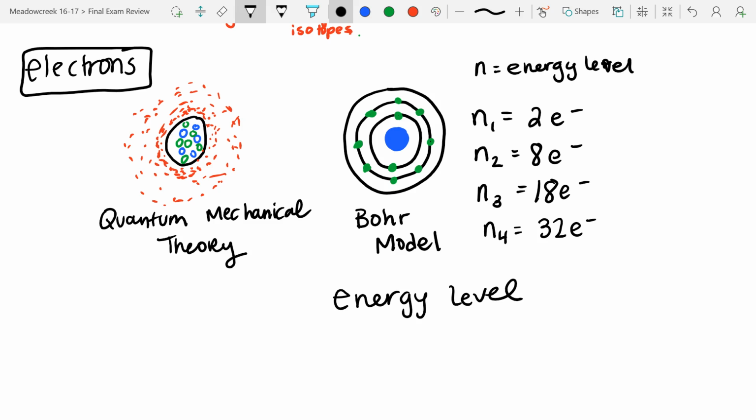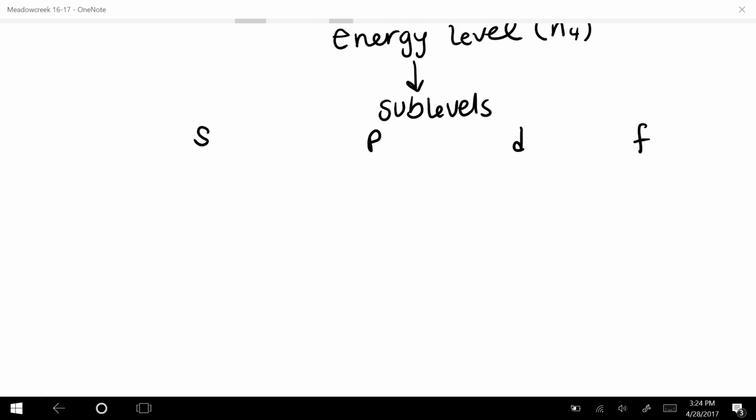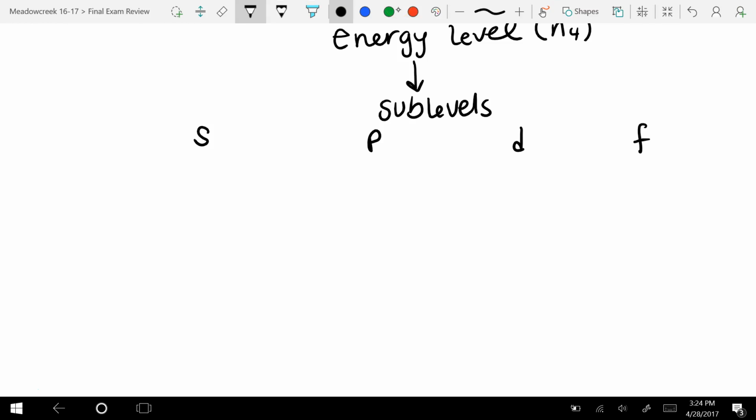Okay, our energy level can be broken down at the largest level, so let's say for N4, into sub-levels. Each energy level has a certain number of sub-levels, and they have different names. We have S, P, D, and F. These sublevels hold a certain number of electrons, and that's because they are also broken down into these things called orbitals.